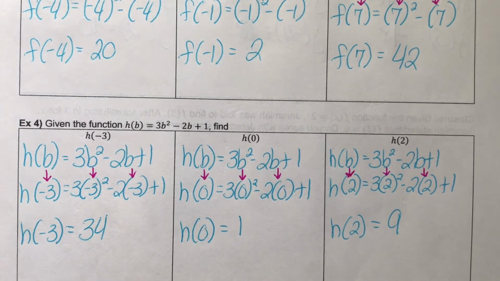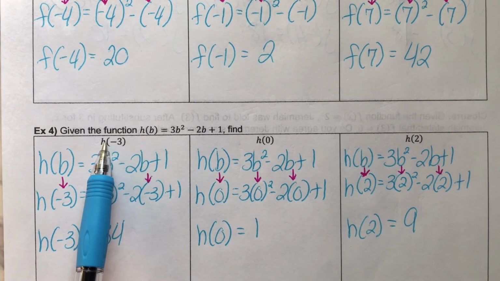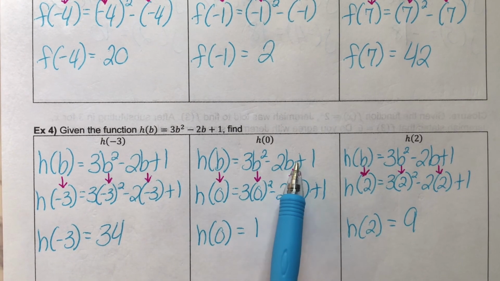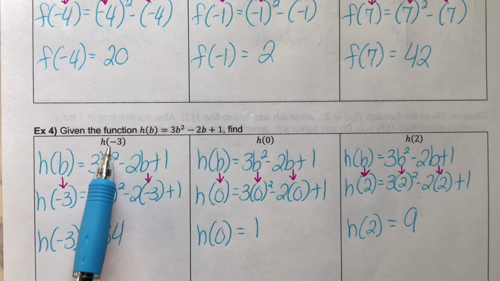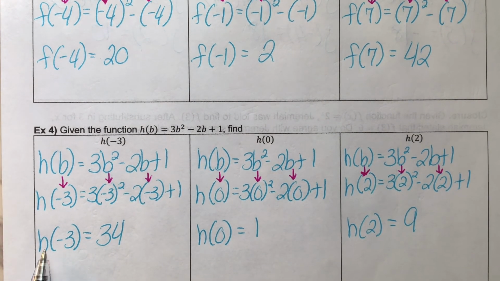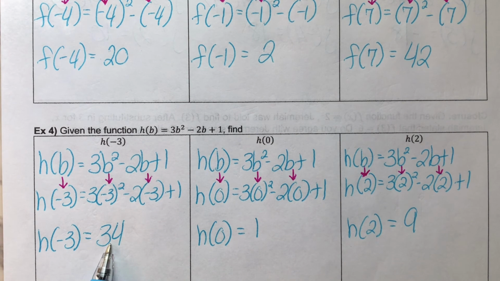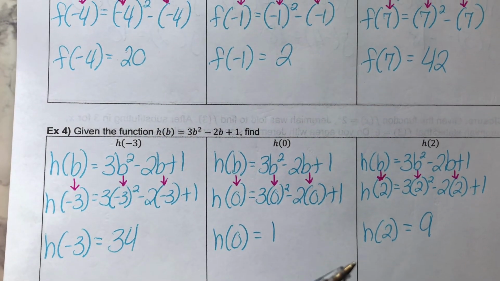All right, so for example 4, I was using the h function. So the first step, copy the function over. I did that on all 3. And then again, I'm replacing b with whatever that input value, that x value, was. And I'm always using parentheses as I plug in. So h of negative 3 equals 34, h of 0 equals 1, and h of 2 equals 9. All right, and then I'm gonna go to the back. If I'm going too quick, you can always pause the video.